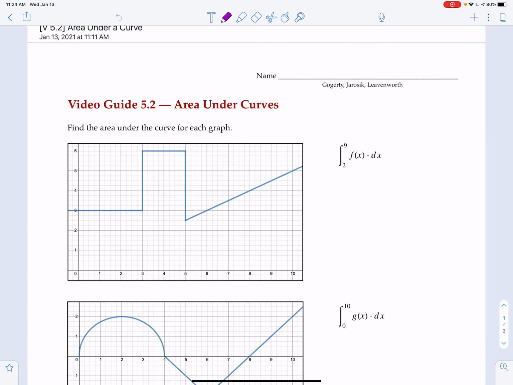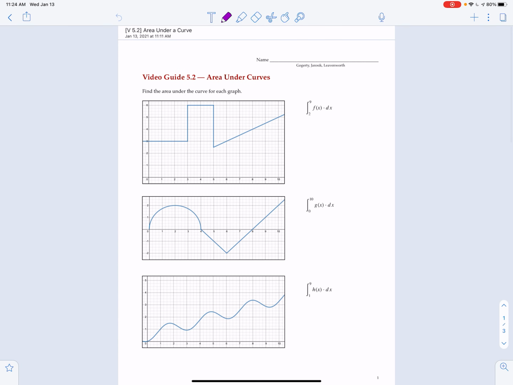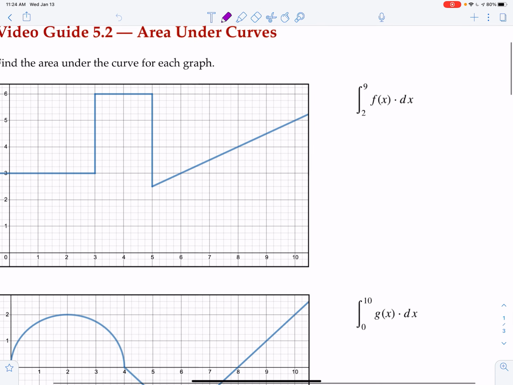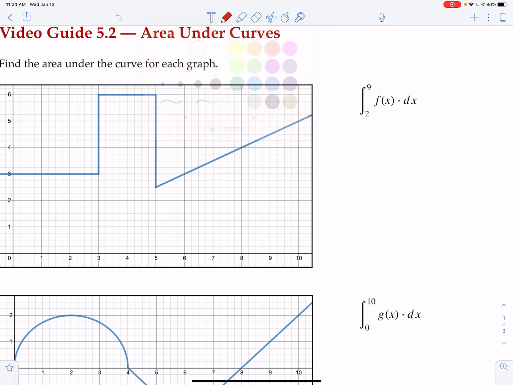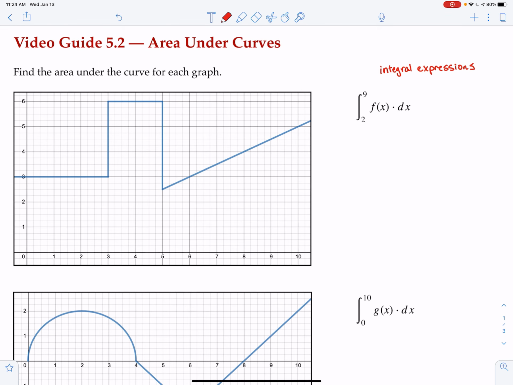What you see on this page here are actually 3 different graphs, and we are going to be using these, what we call integral expressions, to calculate the area under the curve. And when we say area under the curve, we mean the area between the function and the x-axis. So for instance, this first graph here, we're going to label this y equals f of x.